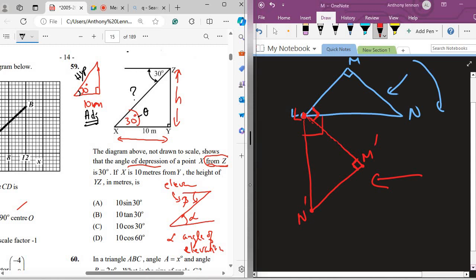Let's look at the formula again. SOH CAH TOA. Which one of these three trig ratios use the hypotenuse? Remember, they did not give us the hypotenuse, neither did they ask us for it. So which ones are we going to remove? Which one are we not using? Cosine. Yeah. We're not using sine or cosine.